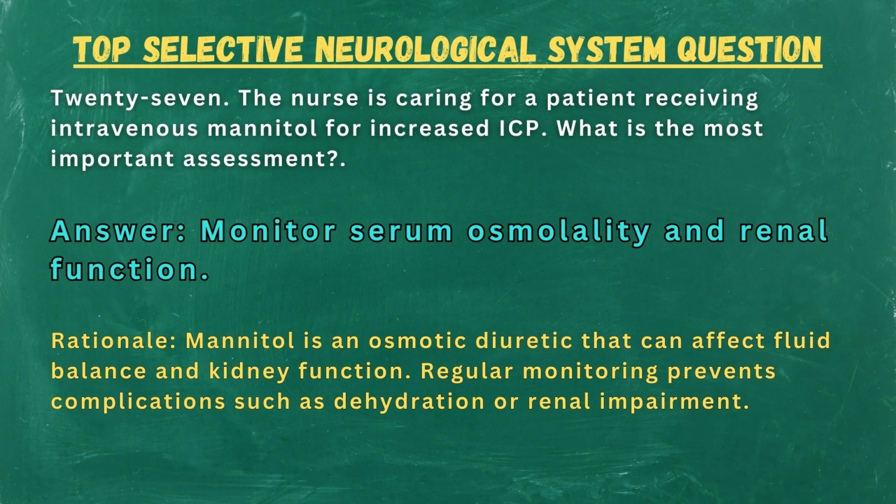27. The nurse is caring for a patient receiving intravenous mannitol for increased ICP. What is the most important assessment? Answer. Monitor serum osmolality and renal function. Rationale. Mannitol is an osmotic diuretic that can affect fluid balance and kidney function. Regular monitoring prevents complications such as dehydration or renal impairment.